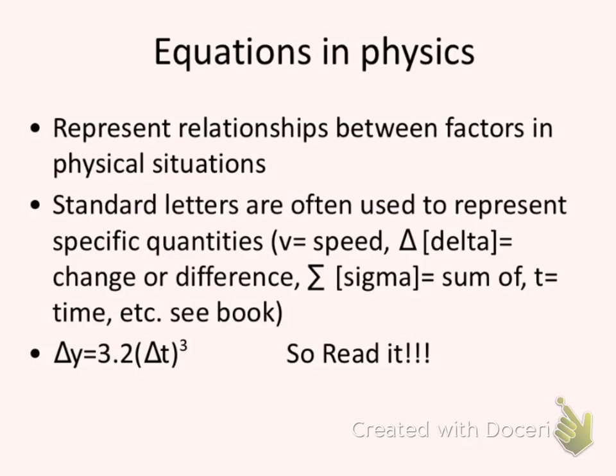When we are representing these things in the physical world mathematically, we use pretty standard sets of variables to represent them. So v is always speed or velocity. We'll talk more about the difference between those two. Delta is change or difference. Sigma is sum. And t is time.